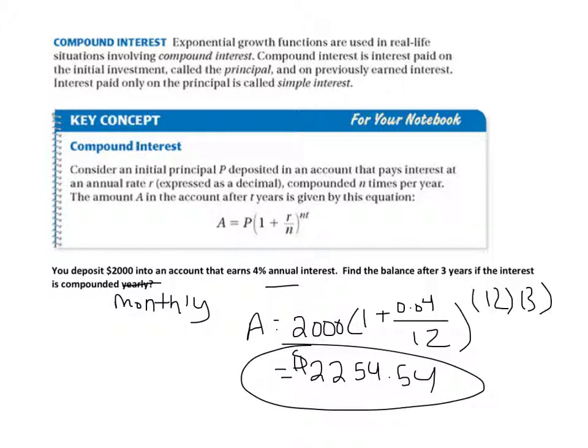Okay? If it said yearly, that n would only be 1. If it said daily, how many days are in a year? 365. If it said weekly, how many weeks are in a year? That's what you need to figure out.